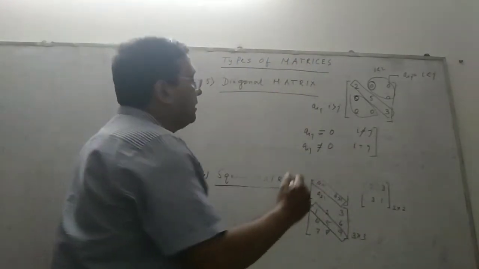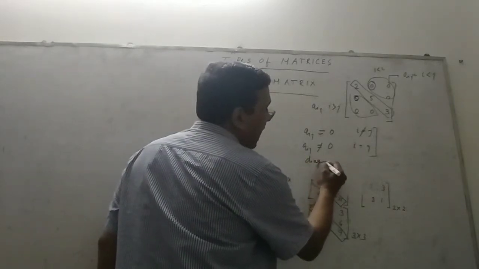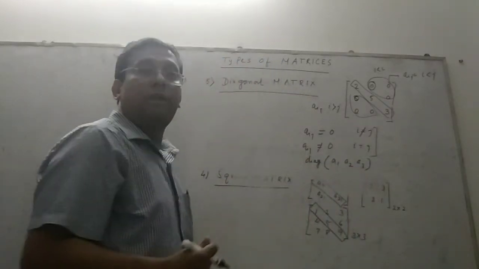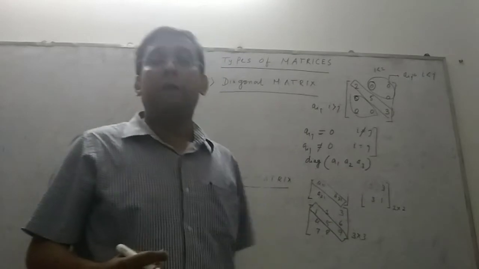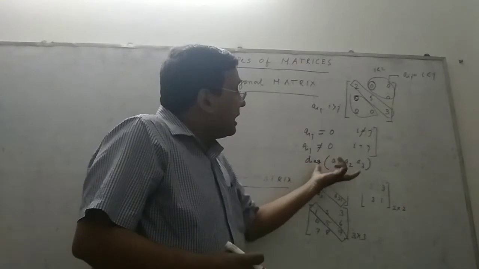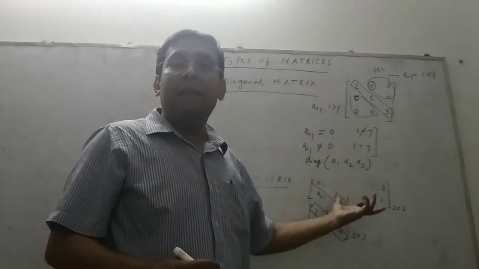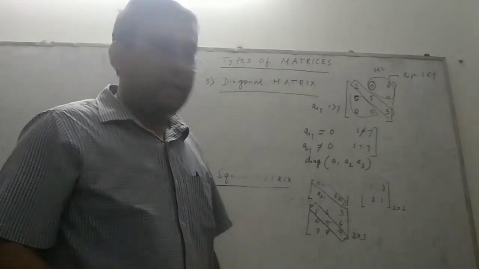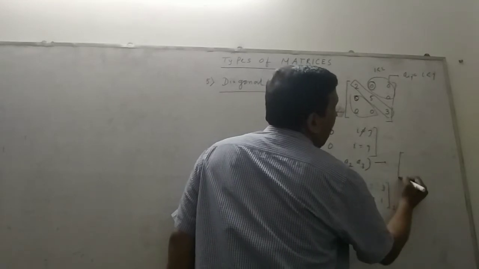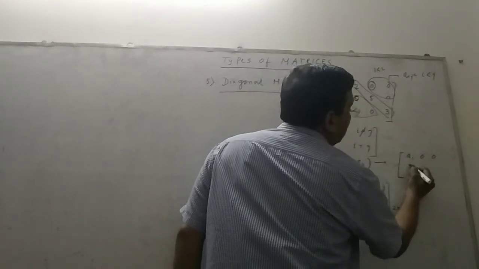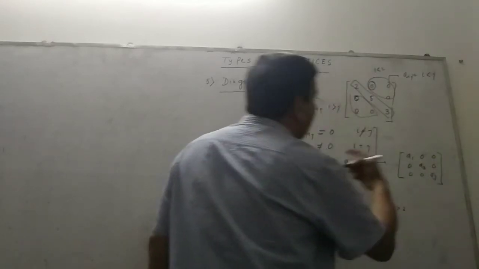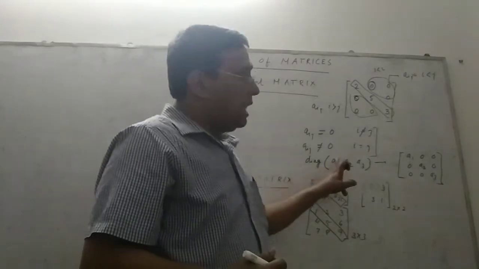We can define a diagonal matrix in this way, or we can express it as diag(A1, A2, A3). In some question papers or in joint entrance exams you can see this type of language. If it is written diag(A1, A2, A3), you have to understand it's a 3 by 3 diagonal matrix, which we can express as A1 0 0, 0 A2 0, 0 0 A3.